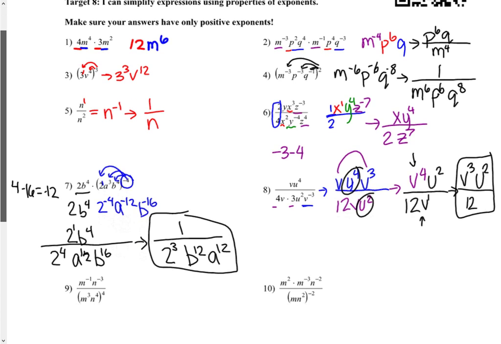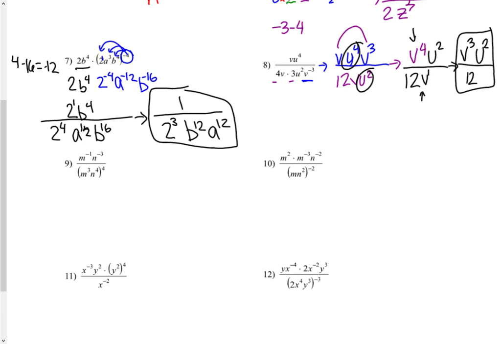Okay, let's go down and look at number 9. So number 9, we have a lot of stuff going on here. We need to distribute that exponent to everything in parentheses. I'm also going to move all those negative exponents down into my denominator. So I'm going to have 1 up top. Then I have m to the 1st n cubed. I'm moving that numerator down below so I can have positive exponents.